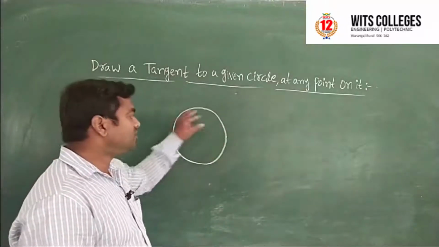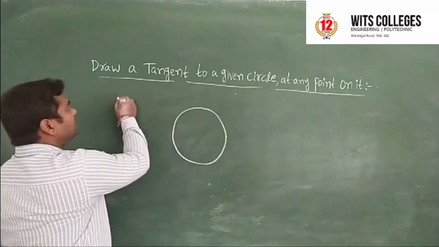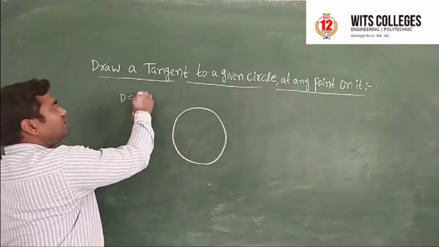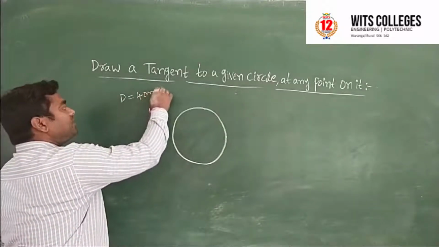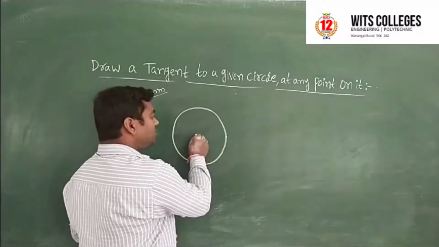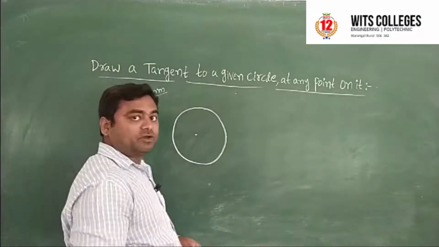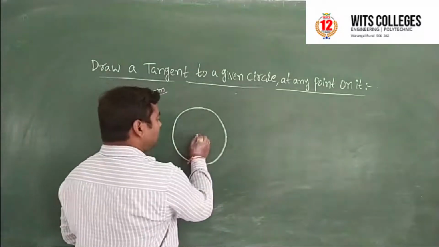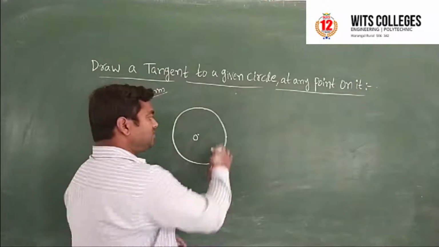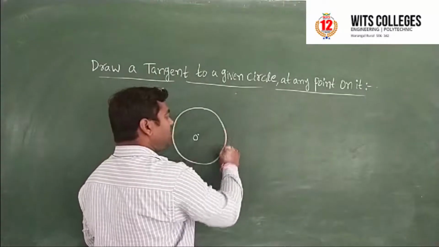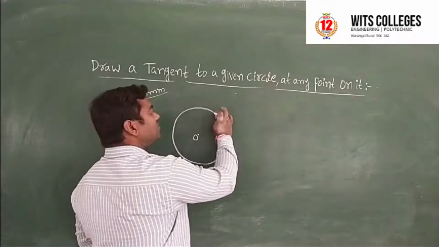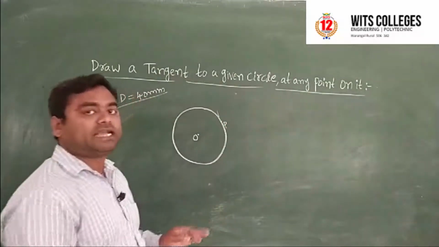Take a circle of certain diameter, let us say 40 mm diameter. Draw a 40 mm diameter circle, that is, with a 20 mm radius. So draw a circle. This is the center of the circle, mark this as O, and I am taking some point anywhere on the circumference of the circle, a point P. I need to draw a tangent through it.